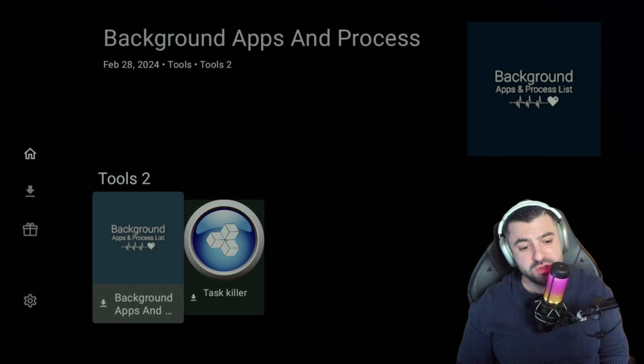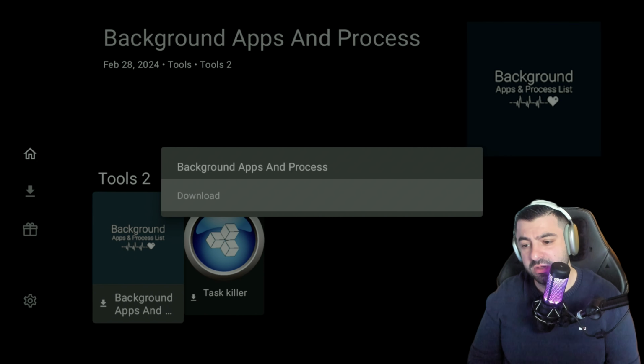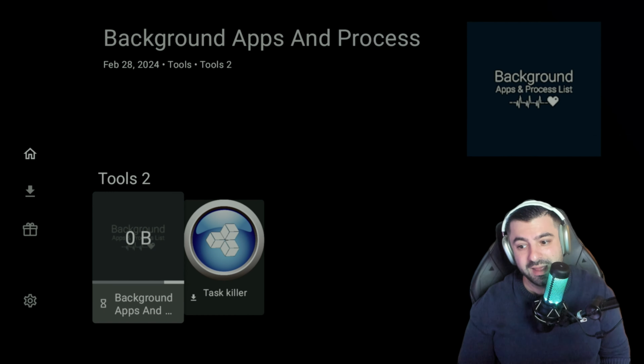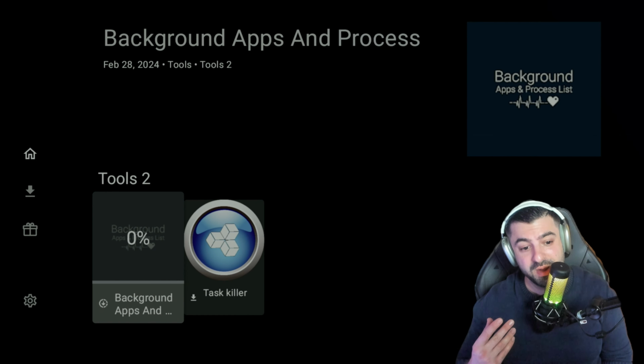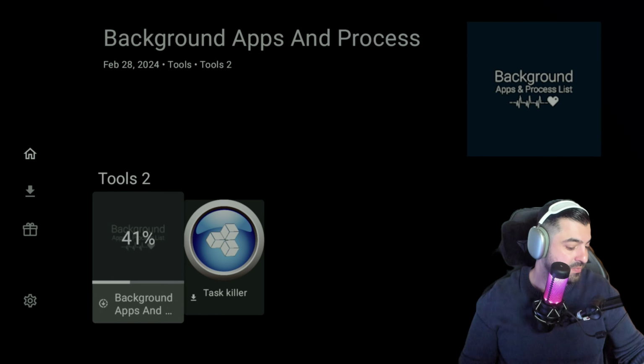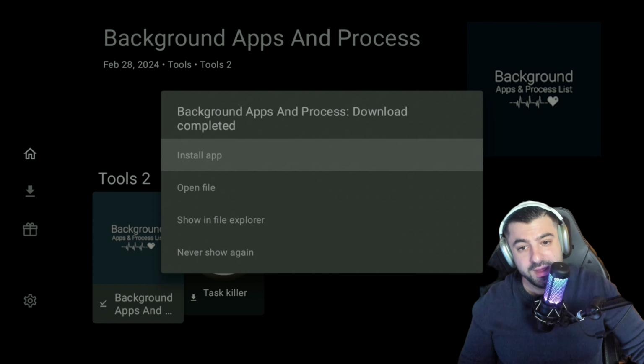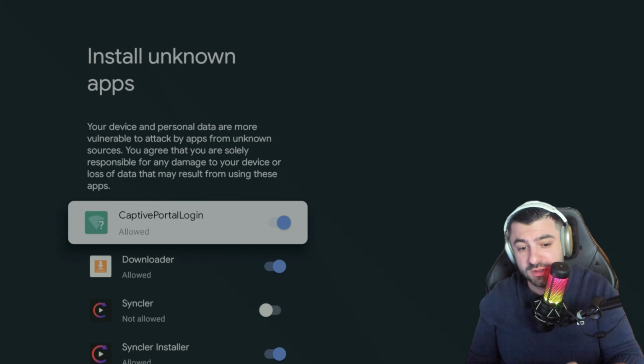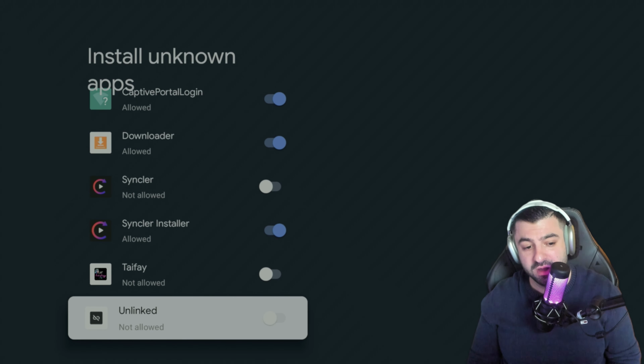So we're gonna use this background app closer. Go ahead and click on it, click on download, and it's gonna download in the background. Just wait patiently, and it's gonna pop up a message. Let's go ahead and click install, and we're gonna need to allow access again. It's just once you do that. You need to toggle on.